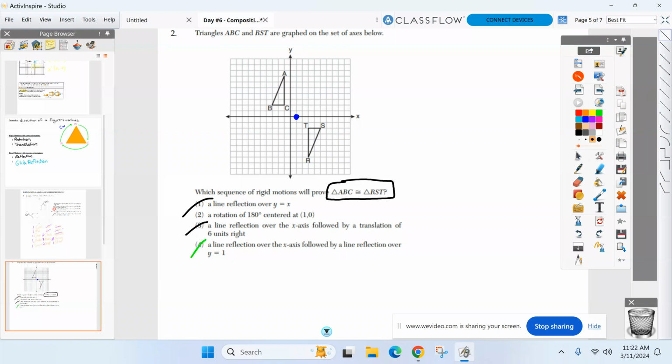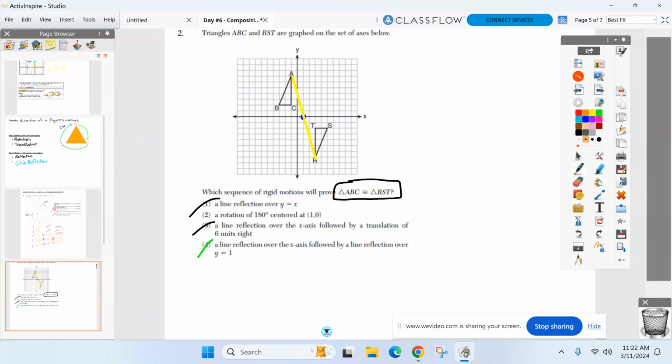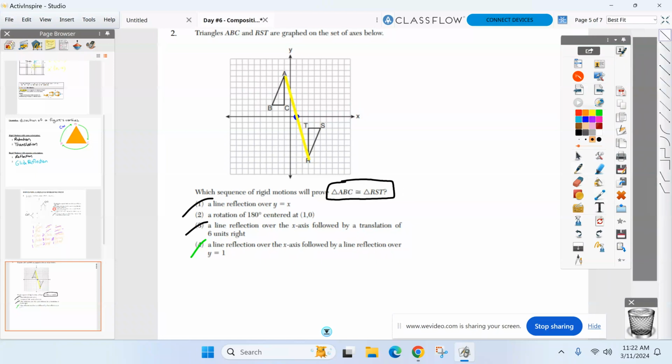Watch. Connect A to R. If I connect A to R, going through that center, I find myself with a straight line there. That's 180 degrees. And the same thing can be said if we do B to S, right? B and S should match up. Look at that. Directly on the opposite side. All right, so that's why it's 180 degrees around 1, 0.